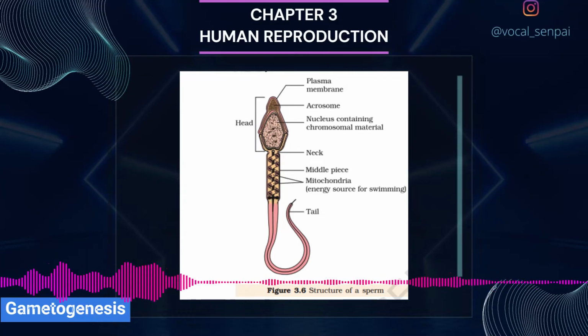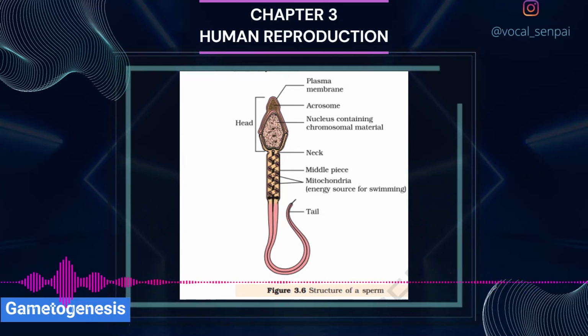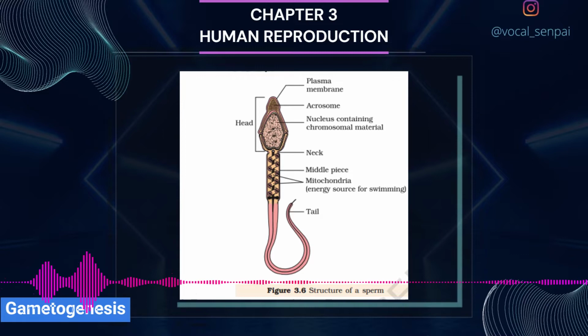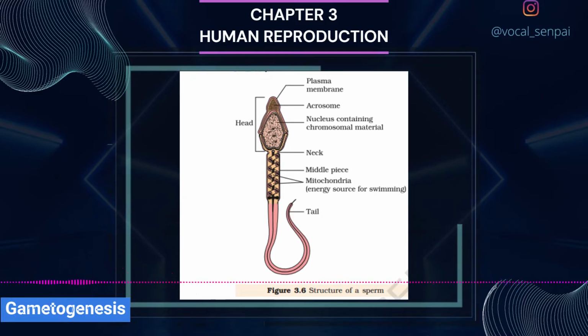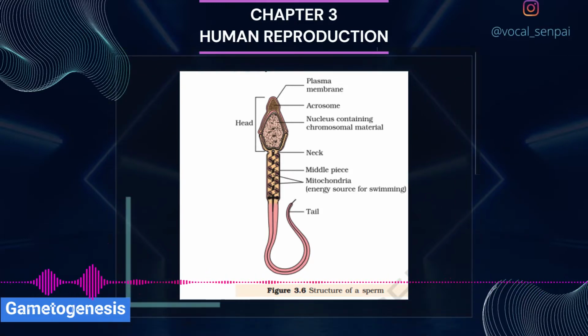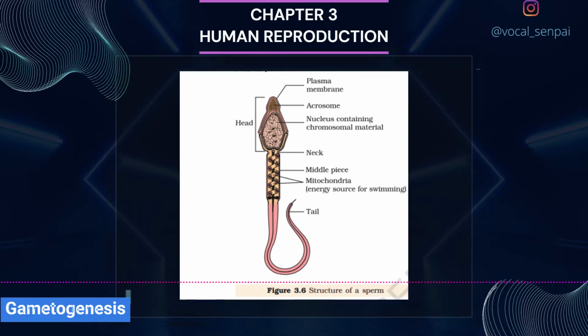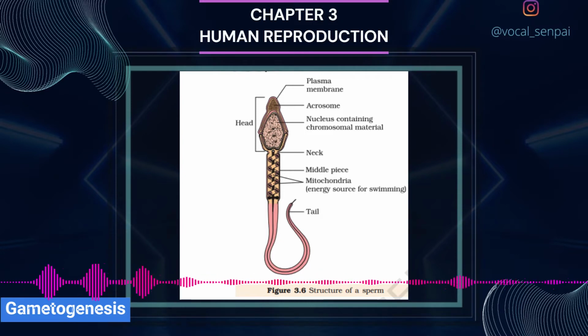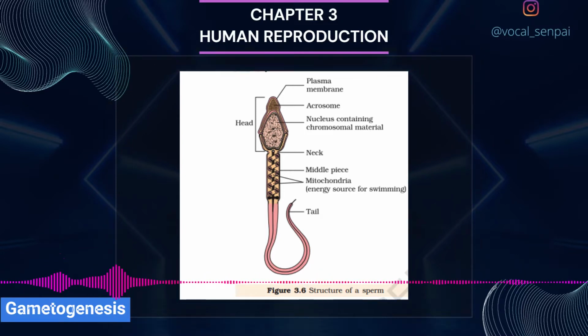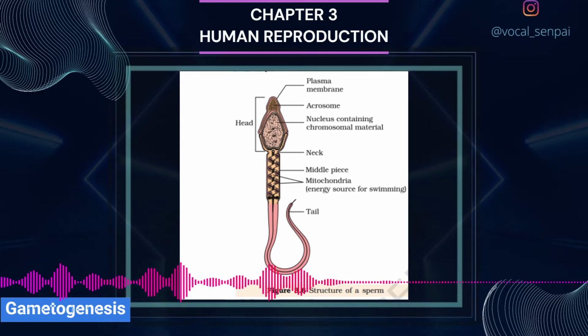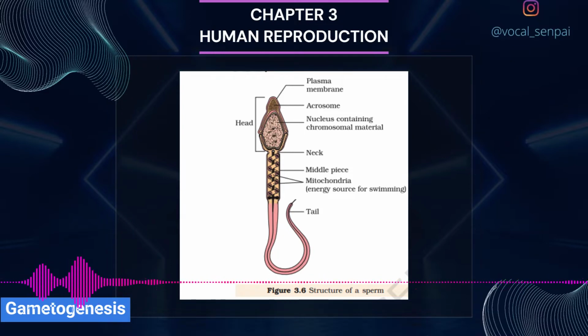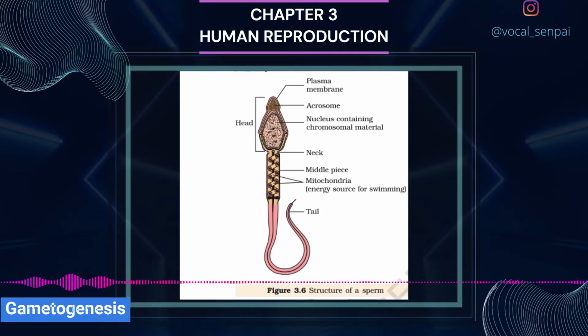LH acts at the Leydig cells and stimulates synthesis and secretion of androgens. Androgens, in turn, stimulate the process of spermatogenesis. FSH acts on the Sertoli cells and stimulates secretion of some factors which help in the process of spermiogenesis. Let us examine the structure of a sperm. It is a microscopic structure composed of a head, neck, a middle piece and a tail, figure 3.6.